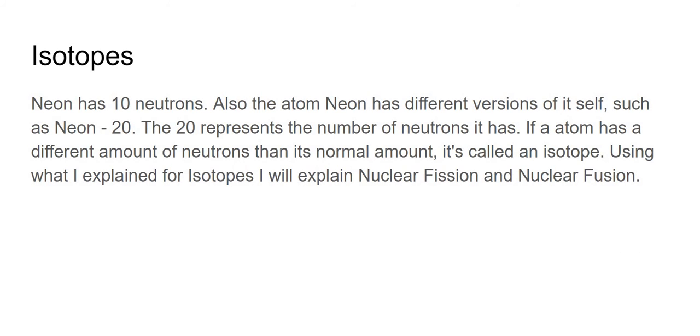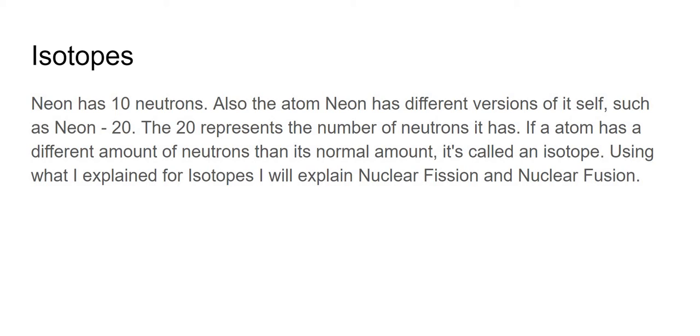So what are isotopes? For me to explain isotopes to you, I would need an example. Let's take neon. Neon has 10 neutrons. Also, the atom neon has different versions of itself, such as neon-20. But the thing is, the 20 next to neon represents the number of neutrons, and you may realize that this atom has a different amount than actual neon.